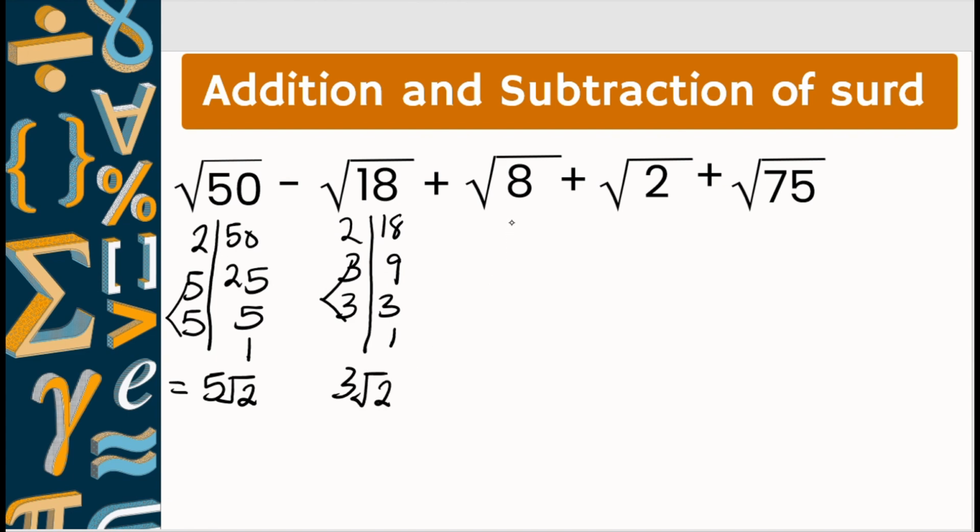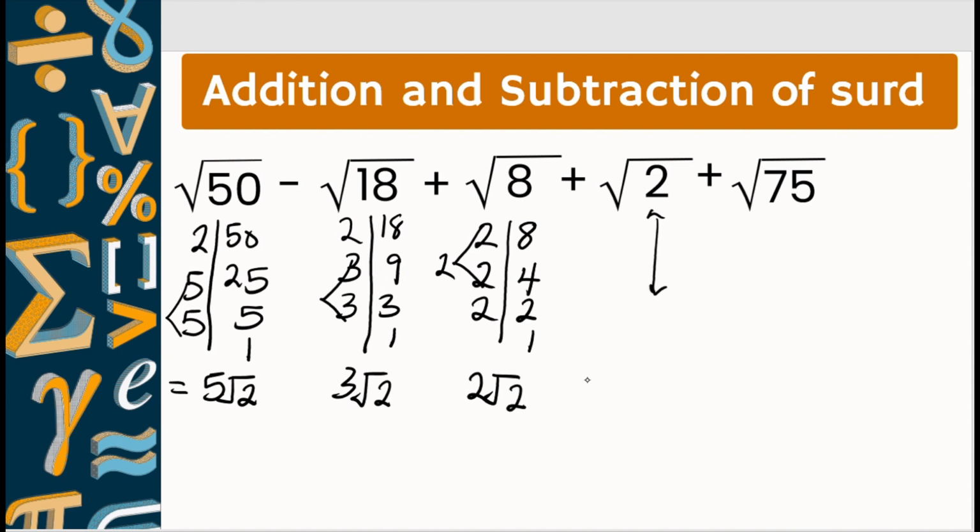I'll also do the same for root 8. 8. 2 will divide 4. 2 will divide 2. 2 will divide 1. And when I group, I will have 2 root 2. This one here is already in its simplest form, so there's no need to simplify further. Then 75, I have 75. 3 here is 25. 5 here is 5.